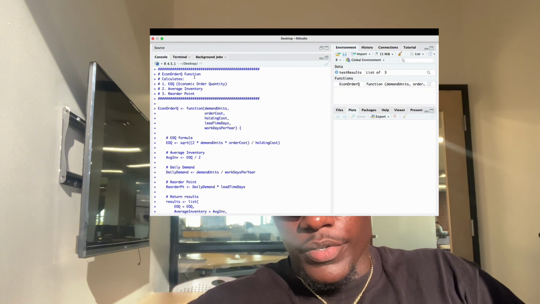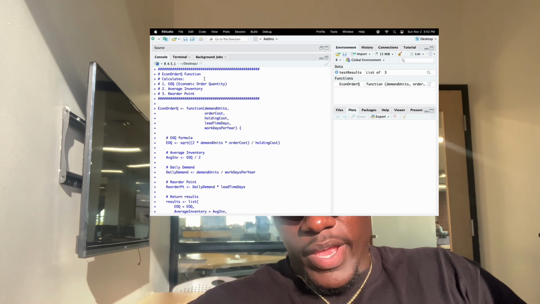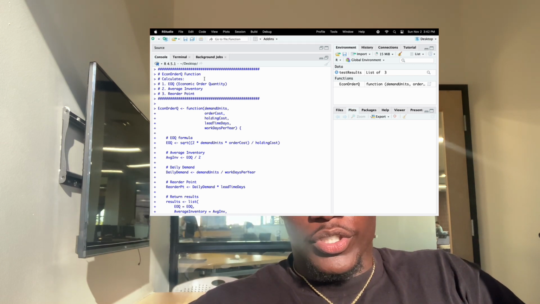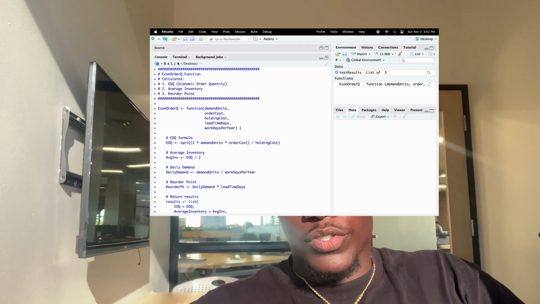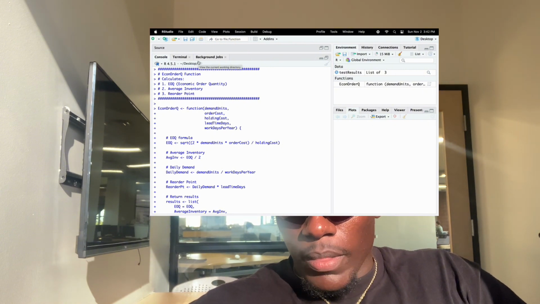So at the top of my script here, we can see I added a few short comments that basically explain what the function does, and it helps anyone reading my code understand that the function calculates EOQ, average inventory, and the reorder point for the business inventory model.